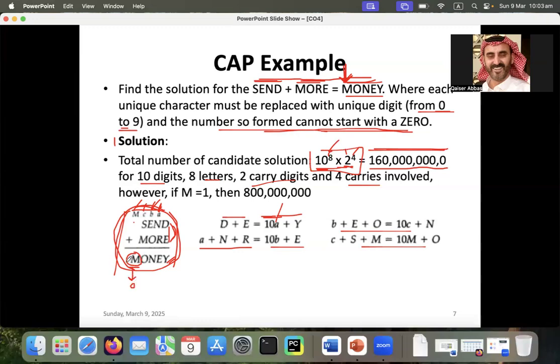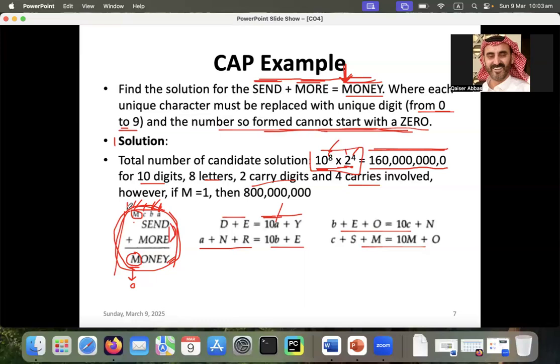The number cannot start with a 0, so it must be some positive number, not 0. So what is m? M is a carry, and a carry can be 0 or 1. If there is no possibility of 0, then m is 1.